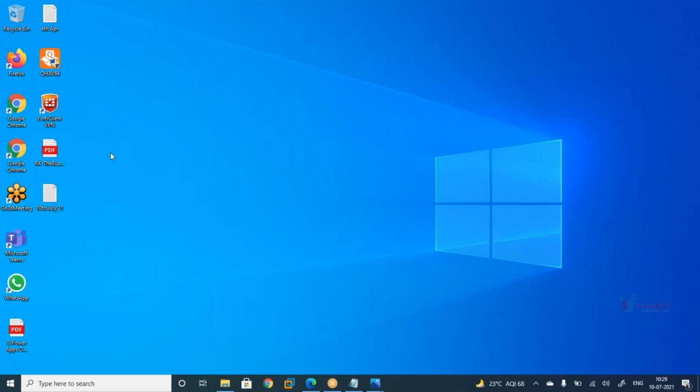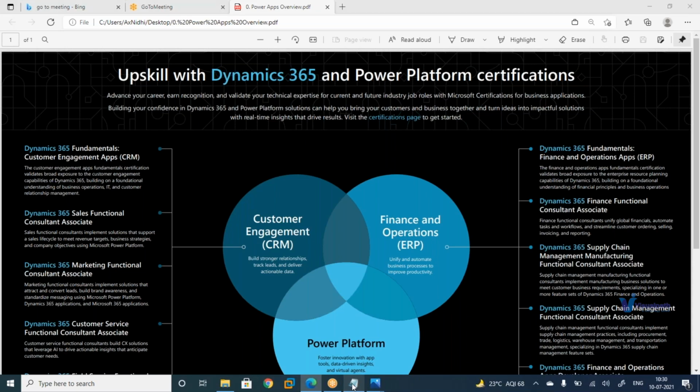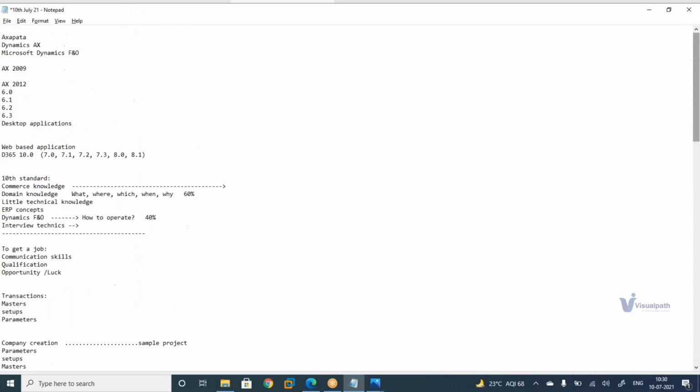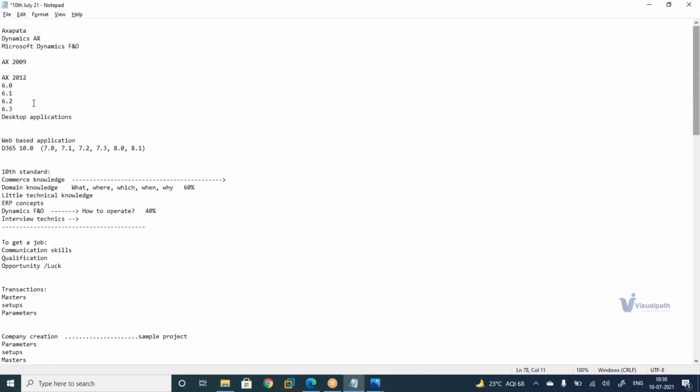Now both versions are in use, Dynamics 365 and Dynamics AX. For AX 2012 R3, Microsoft stopped the license. 2012 is 6.0, also called RTM, then R1, R2 and R3. These licenses are stopped. Earlier R3 was available, but now it is stopped, and Microsoft is selling only the new product.